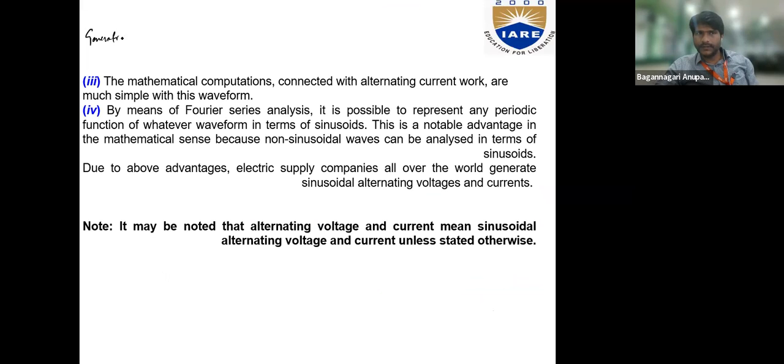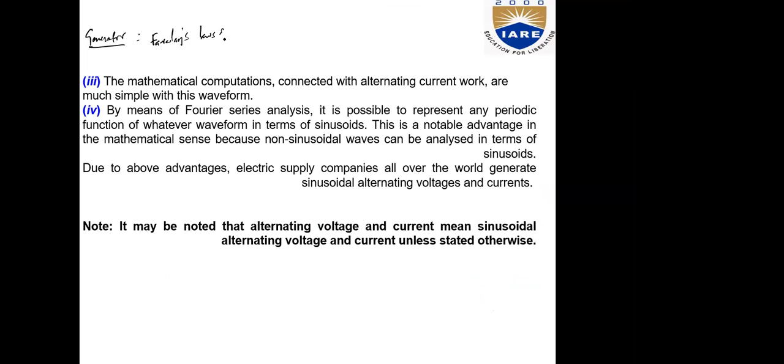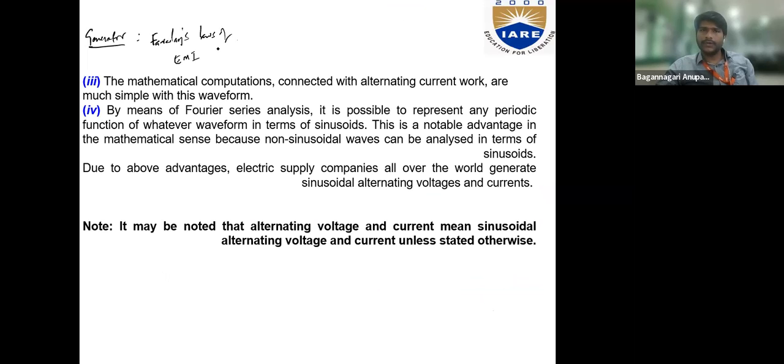Have you heard about something called Faraday's laws of electromagnetic induction? Heard about it? So what does the statement mean? What is the statement supposed to say? Faraday's laws of electromagnetic induction. How many laws do you have?